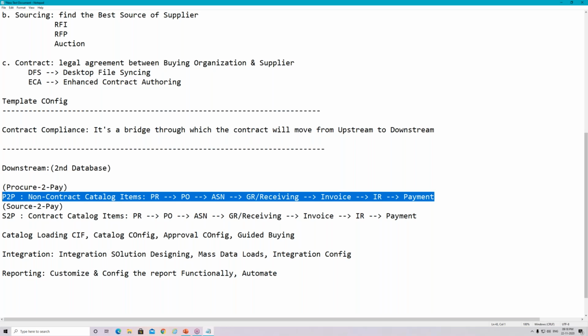So if you are having any queries, Kishore, I'm just unmuting you. You can unmute yourself and ask your query over there. Yeah, I've unmuted you. If you're having any query, please go ahead and ask.